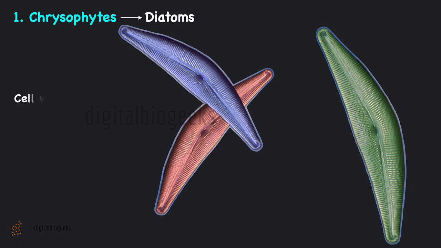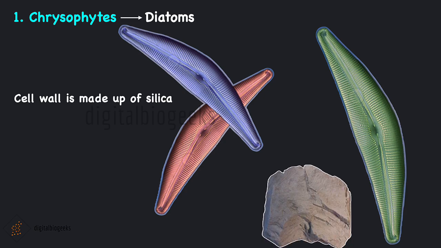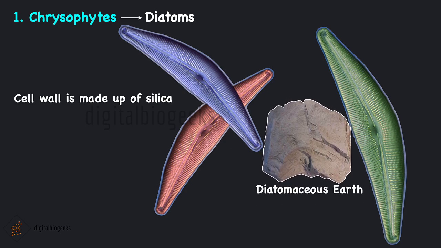Their cell wall is made up of silica, which gives some transparency and durability. As a result, after their death, the cell wall deposits on their habitat, and over billions of years, this accumulation of cell wall forms a sedimentary rock known as diatomaceous earth. This rock can be crushed into powder. This powder has many uses.